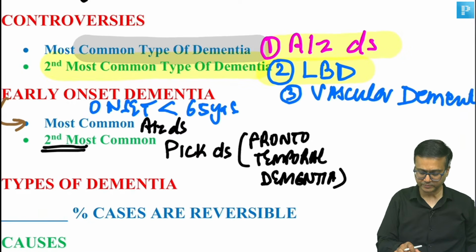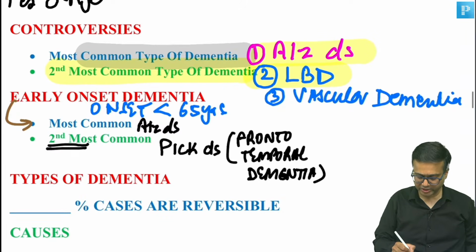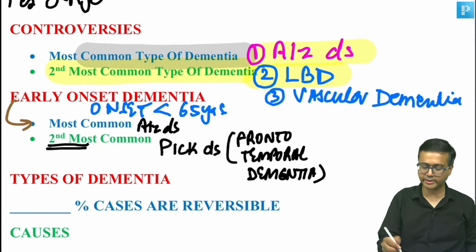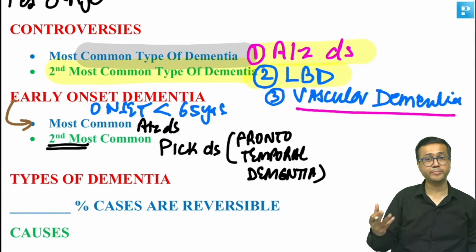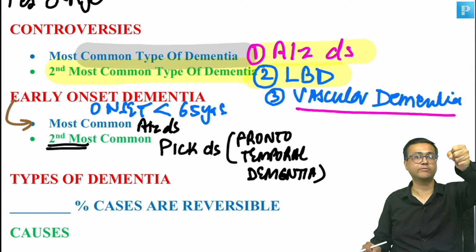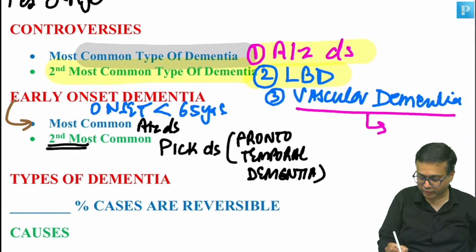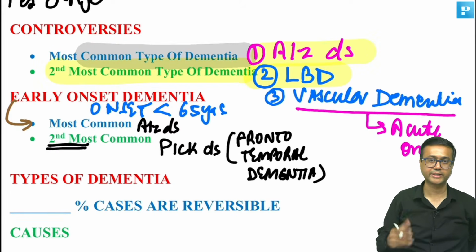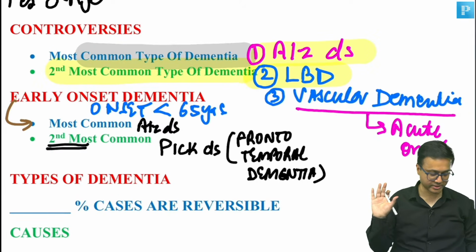We are saying that dementia is usually progressive and also usually has an insidious onset. But remember, what does vascular dementia mean? In the brain there is some vascular event, like a stroke, either a hemorrhagic stroke or an infarct. So vascular dementia is one of the dementias which has an acute onset. It has a sudden onset. I hope this is clear to everyone.